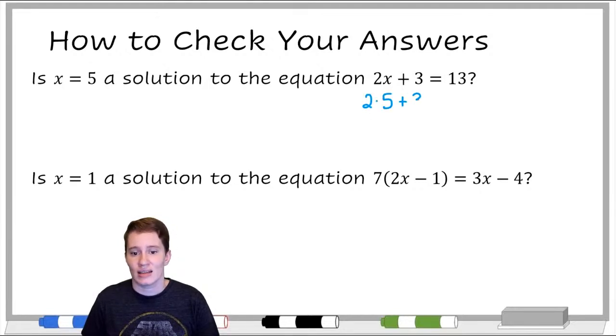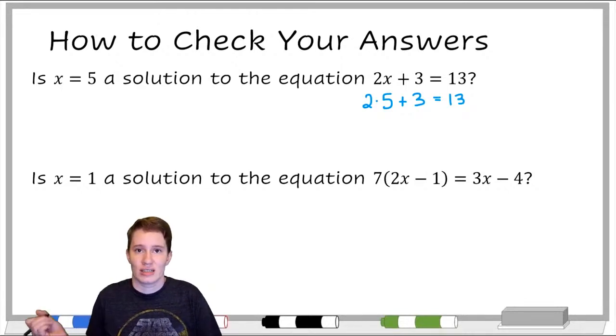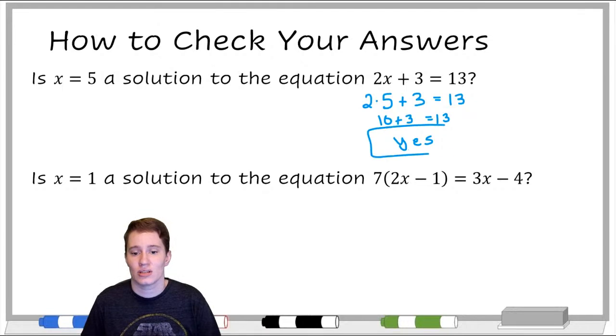And what it's asking us is, do these 2 sides actually equal each other? Because that's what's supposed to happen in an equation. They're supposed to be the same thing on both sides. So it's asking, is 5 the number that makes this work? And so we're going to work out the left side. 2 times 5 is 10, and then we've got 10 plus 3, which is 13. So yes, x equals 5 is a solution.